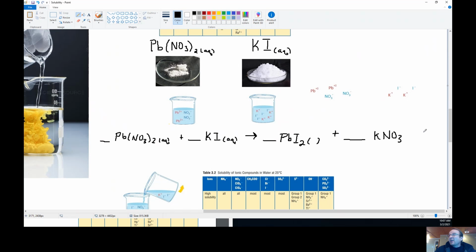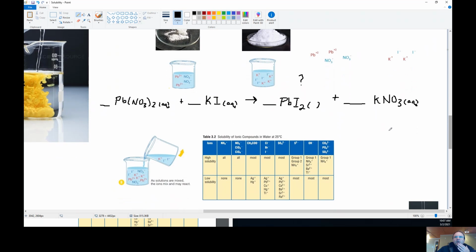Now that is aqueous, right? Because everything nitrate, everything is soluble. So that for sure is going to be aqueous. But it's this one right here that we're wondering about. Again, let's look on our solubility table, and this is what's happening. We're going to actually pour these two together, and maybe nothing will happen, or maybe something exciting will happen.